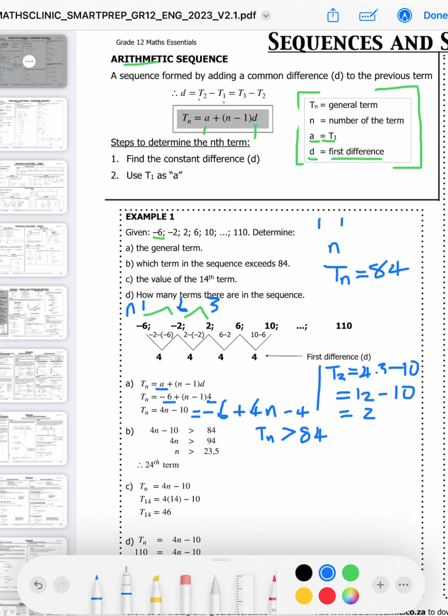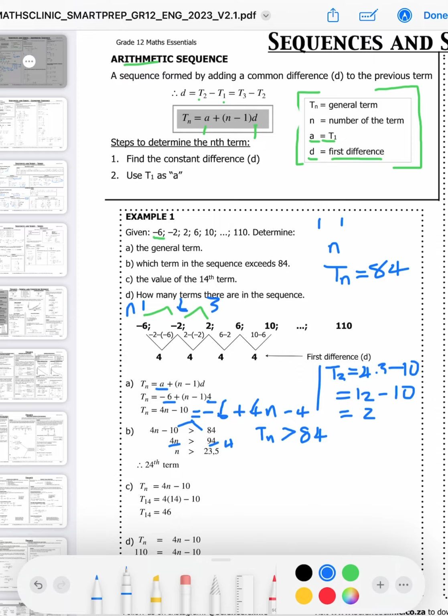And then we see that when we say 4n minus 10 is greater than 84, we solve by taking the 10 to the other side, where it becomes positive and makes 94. Then divide both sides by 4, and you'll have that n is greater than 23.5. Since we're dealing with whole numbers when we're looking at positions, it means n here is going to be equal to 24.